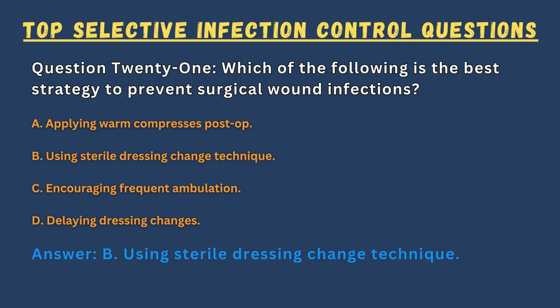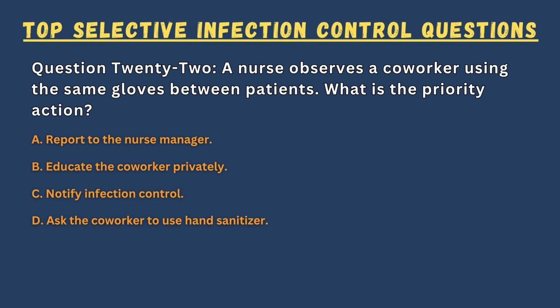Answer. B. Using sterile dressing change technique. Question 22. A nurse observes a coworker using the same gloves between patients. What is the priority action? A. Report to the nurse manager. B. Educate the coworker privately. C. Notify infection control. D. Ask the coworker to use hand sanitizer. Answer. B. Educate the coworker privately.